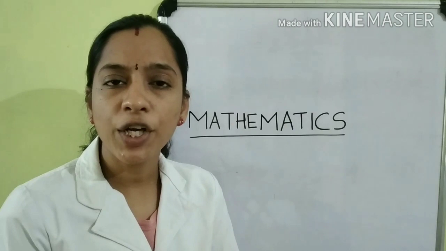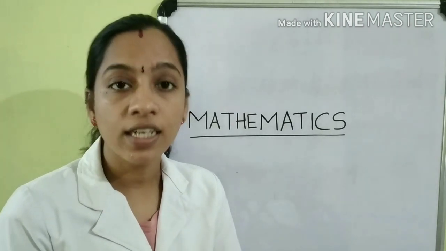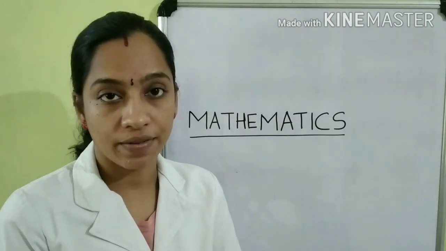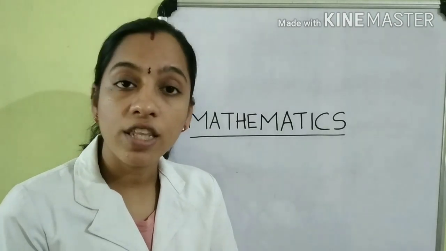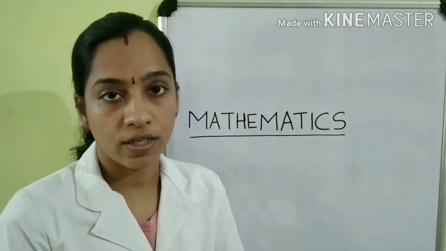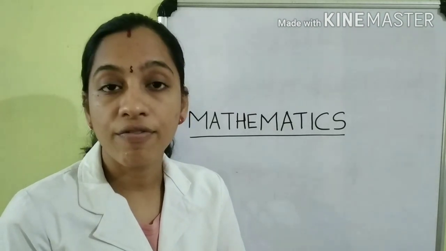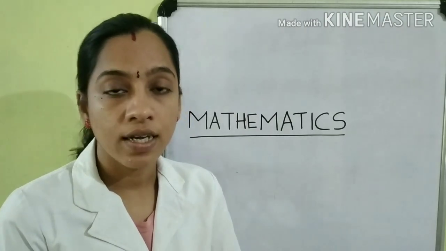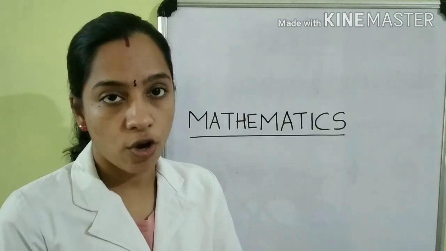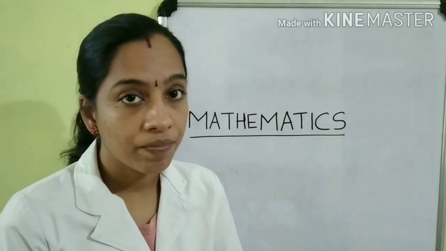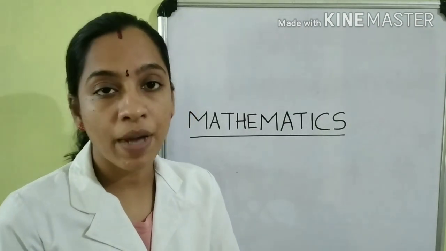Tell me, children, what did you learn yesterday? Yes, yesterday we have learned the properties of subtraction. Did you study that? Yes, we have three properties in subtraction. Can you tell me the properties of subtraction? Yes, the first one, if a number is subtracted from itself, the answer is 0. Then second property, subtracting 0 from a number gives the same number.